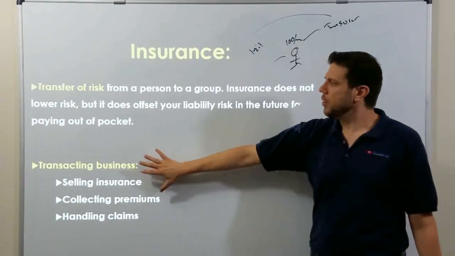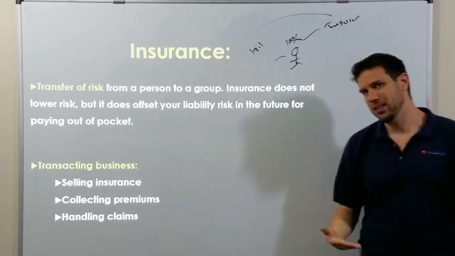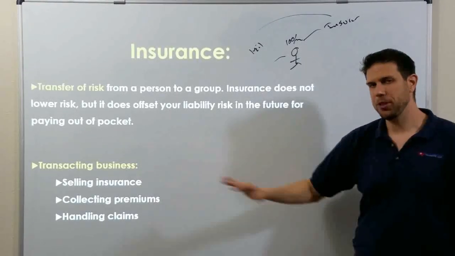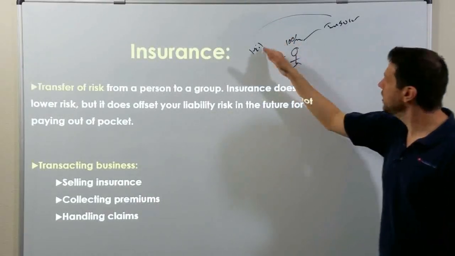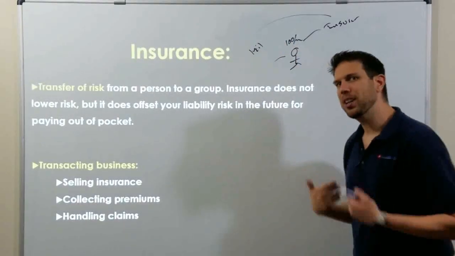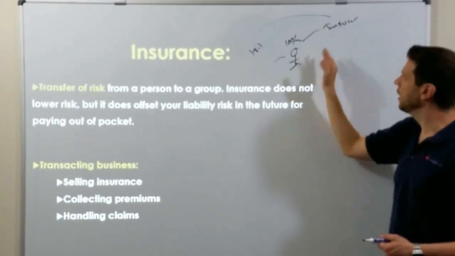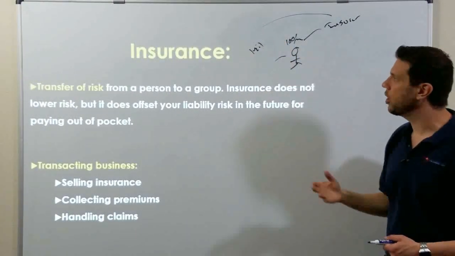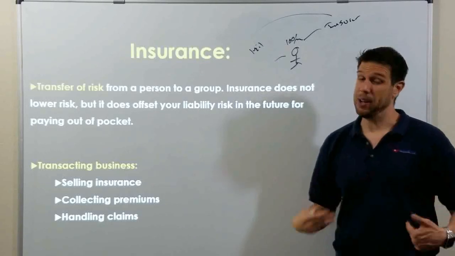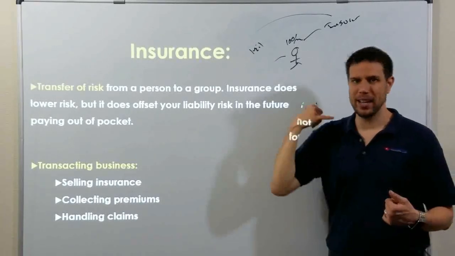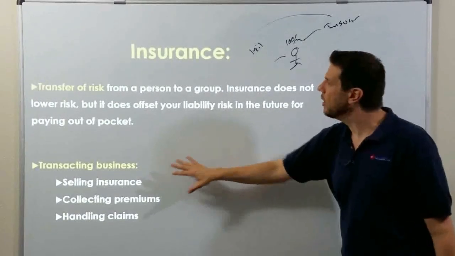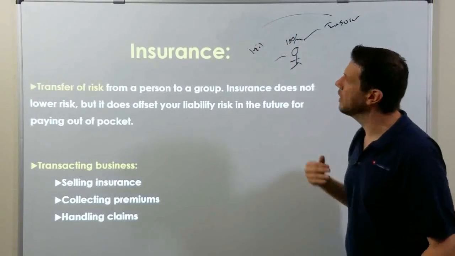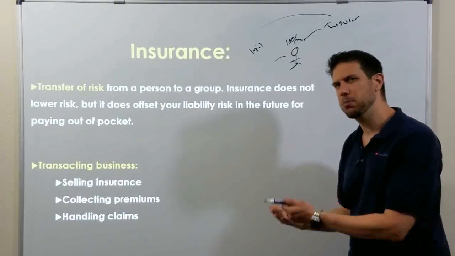As an agent, we primarily transact business with the customers. The reason you're getting this license is so that you can sell insurance to these customers. You can also collect the premium for the insurance company. And then when that $1 million claim occurs, we try to handle the claim primarily just by taking the information and submitting it to the insurance company. Then they'll have a claims adjuster come out and actually adjust that claim and figure out the correct pricing and everything.